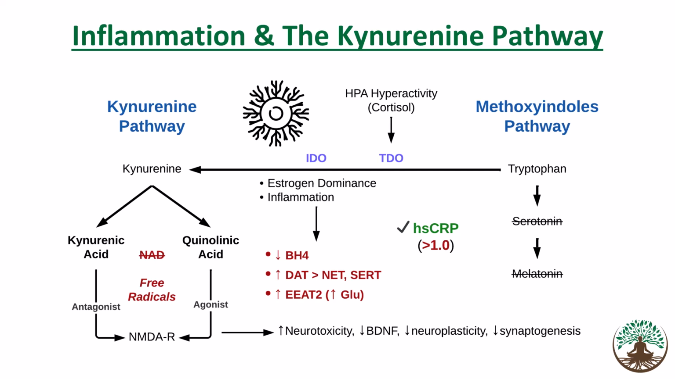A good quick measure of inflammation can be done through the use of a high-sensitivity C-reactive protein, which, if elevated above 1, is suggestive of hyperactivity of this pathway. Coincidentally, if a high-sensitivity C-reactive protein is greater than 1, individuals are less responsive to SSRIs.